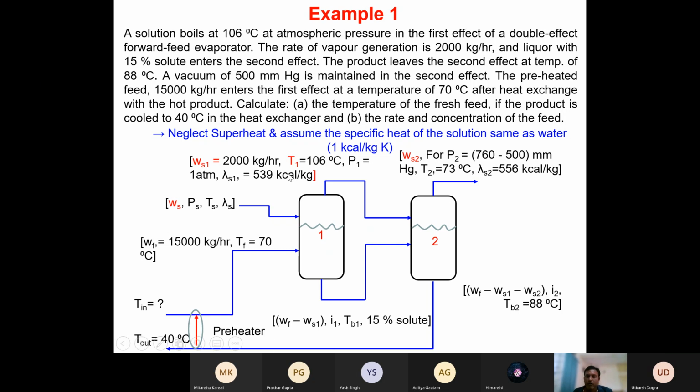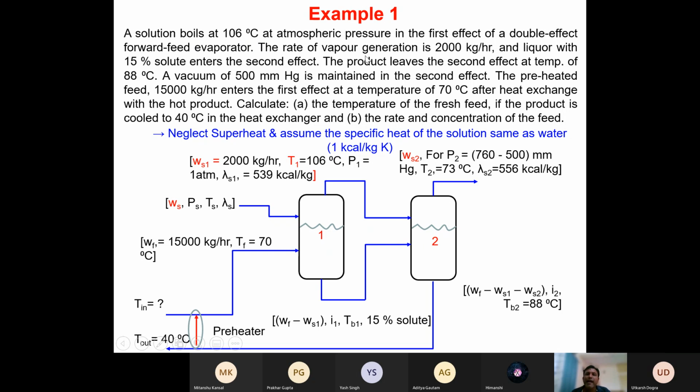So in this problem, what is given? A solution boils at 106 degrees Celsius. So this temperature T1 is given as 106. Then in a double effect evaporator, I have shown this double effect evaporator here. Forward feed means the product coming from the first effect is given as an input, as a feed, to the next effect. So that is the forward feed.